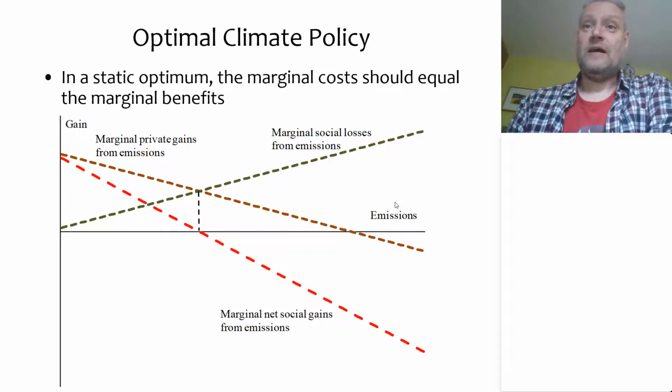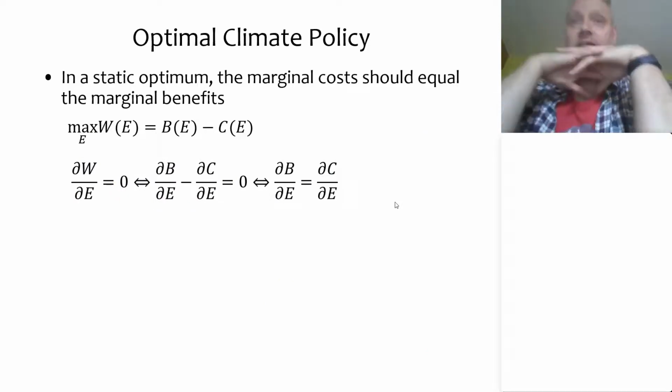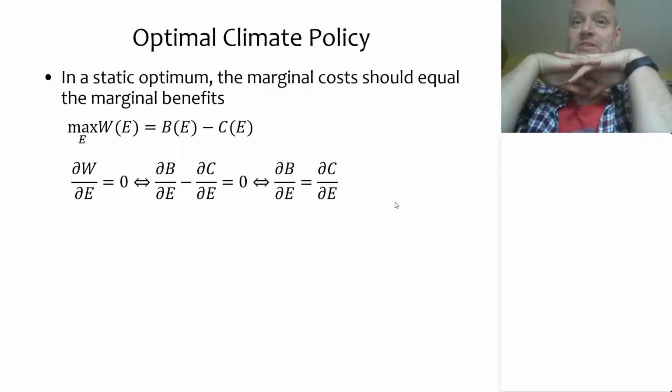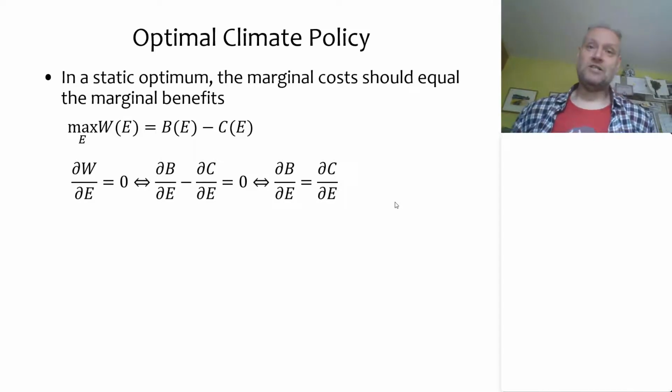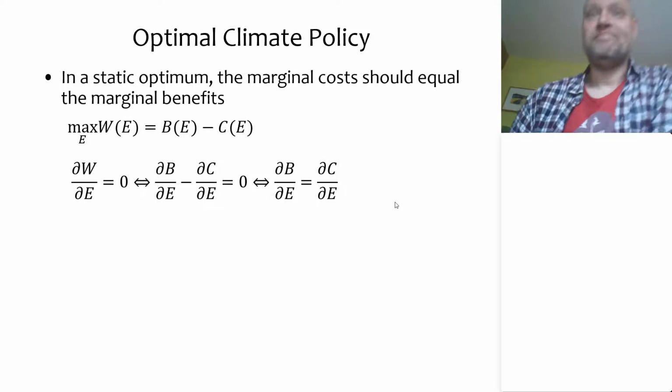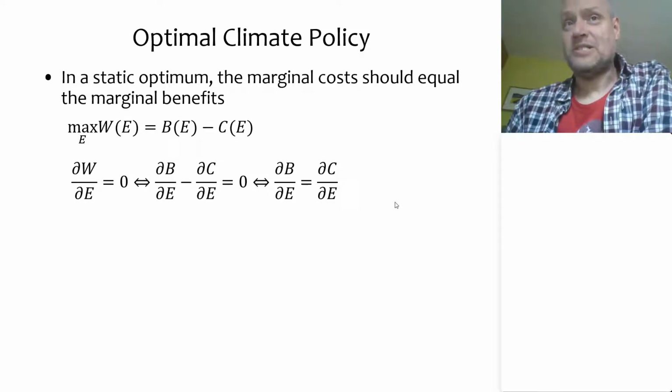So this is graphical. You can do the same thing symbolically. We want to maximize net welfare, which is the benefits of your emissions minus the costs of your emissions, and this is an unconstrained optimum. So the marginal welfare, dW/dE, where emissions E is the choice that we're making, should equal zero. That means that dB/dE minus dC/dE should equal zero, or marginal benefits dB/dE should equal marginal cost dC/dE. Now this is if you have a static problem.